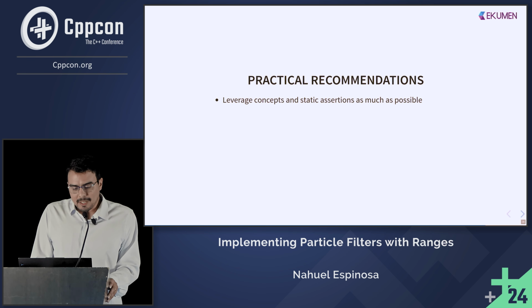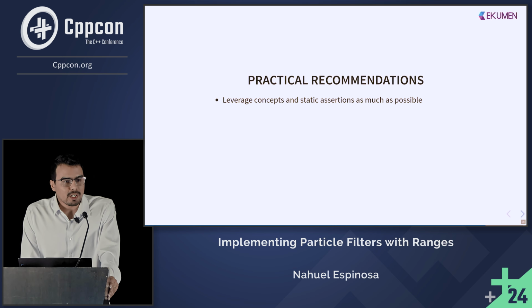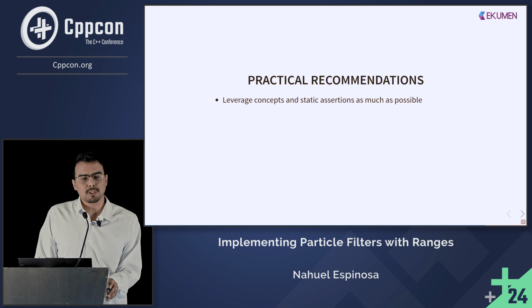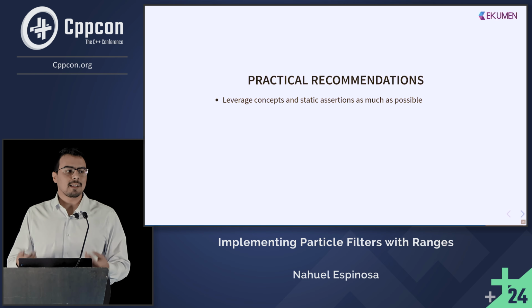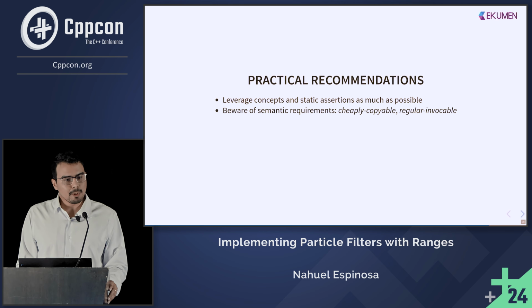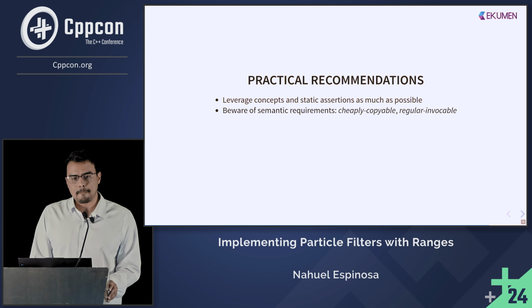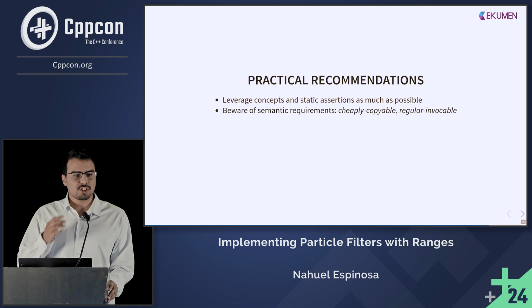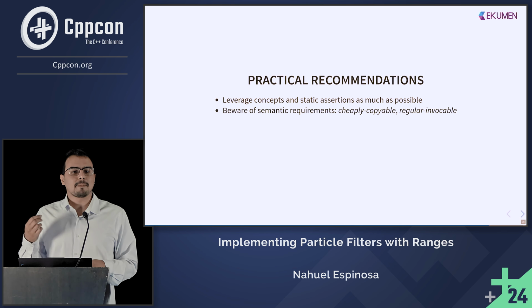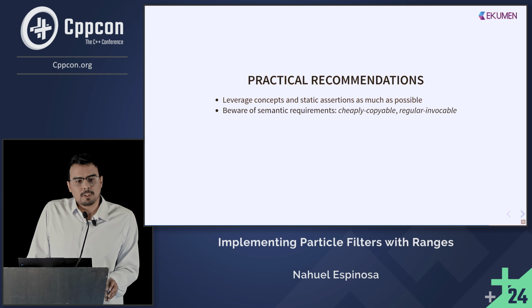Before we leave, some practical recommendations regarding working with ranges. Leverage concepts and static assertions as much as possible. This is basically telling the compiler to catch errors for you sooner rather than later. Beware of semantic requirements. Those are requirements that cannot be checked by the compiler, so you have to pay extra attention when you're trying to implement a sample adapter, a view. It is useful to keep that in mind.